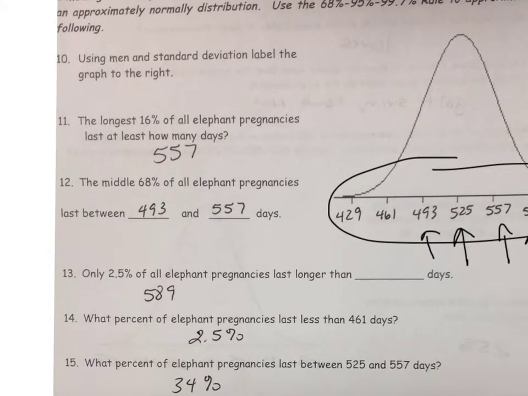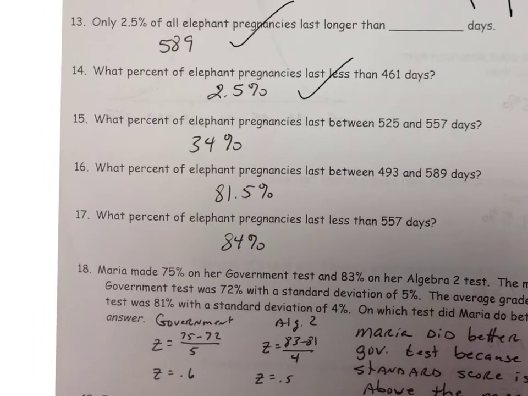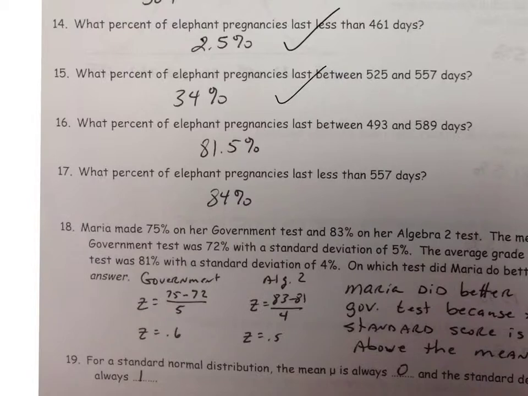So number 11 is 557. This is between 493 and 557. Number 13 is 589. Number 14 is 2.5%. Alright, let's move this up. Alright, number 15 is 34%. 81.5% lasts between 493 and 589 days. And then number 17 is 84%.